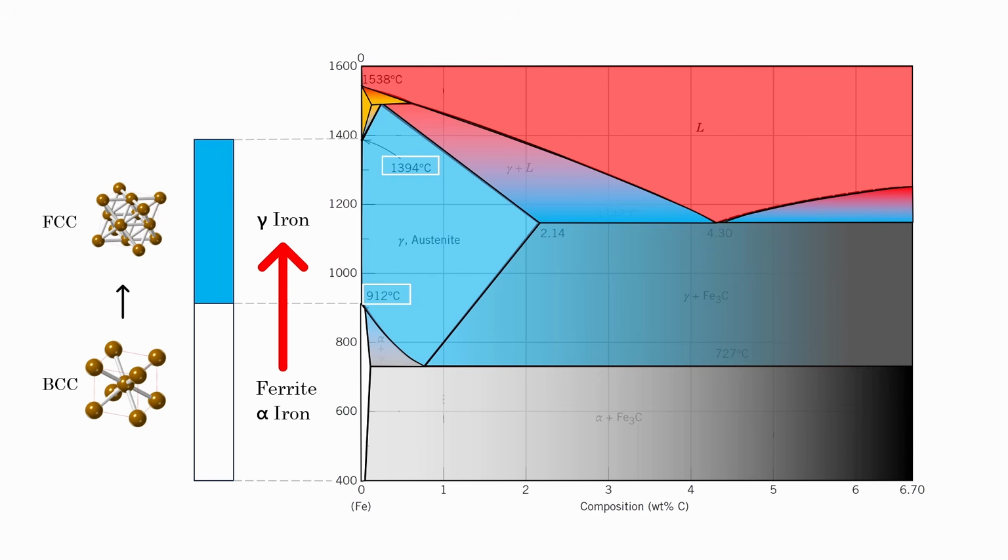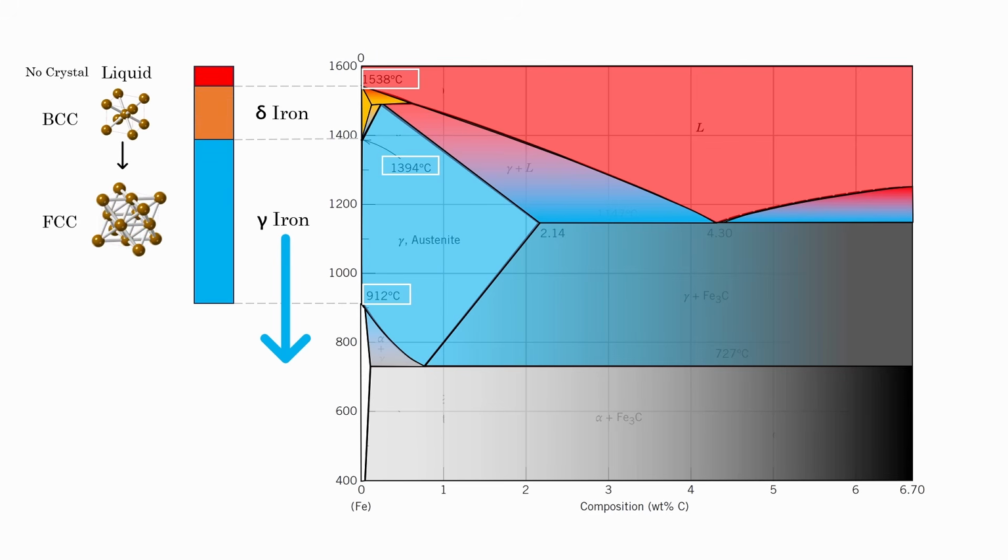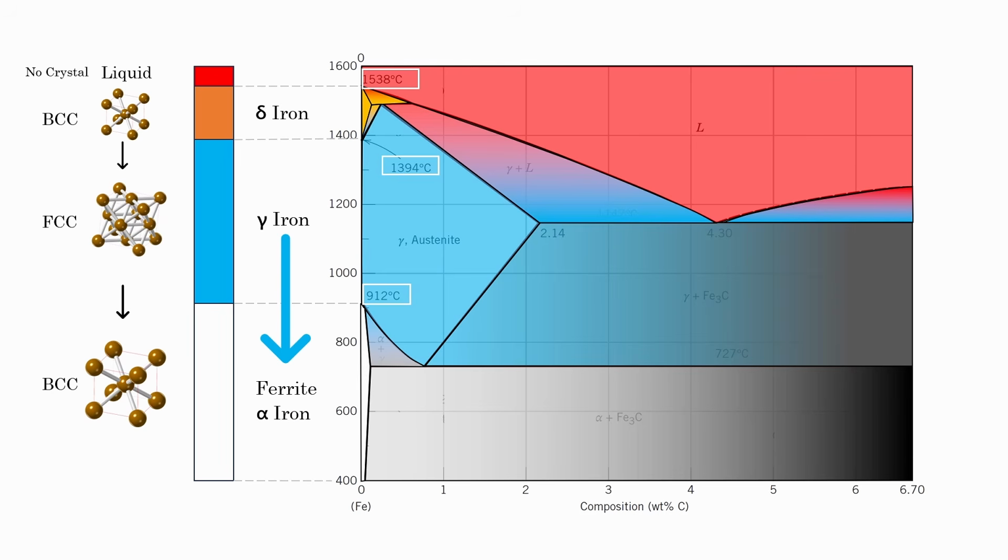If we increase the temperature further, the pure iron changes again. The FCC structure reverts back into BCC called delta iron, which then finally melts at 1535 degrees Celsius and becomes liquid, meaning no crystal structure. Now, if we cool down the molten iron very slowly, it will follow the same sequence in reverse: liquid to BCC, BCC to FCC, and then BCC. This means that at room temperature, pure iron is stable only in BCC crystal structure called ferrite.